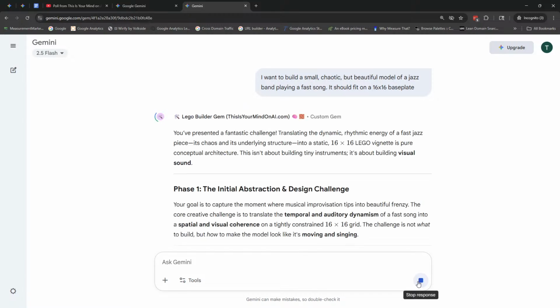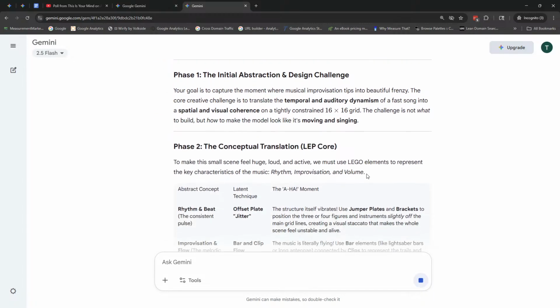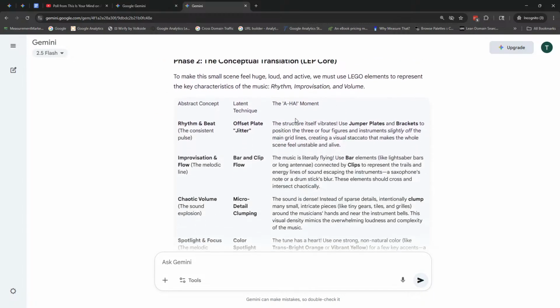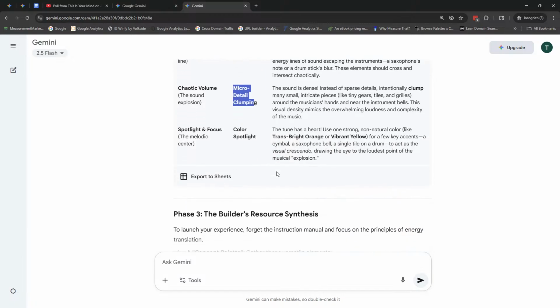Present a fantastic challenge, translating dynamic, rhythmic energy. Here's phase 1. There's conceptual, the LEP core. Okay, so the structure itself vibrates, using jumper plates and brackets to position the 3 or 4 figures and instruments slightly off the main grid lines. It creates the visual staccato that makes the whole scene feel unstable and alive. Jitter. That's how you get movement. Bar, clip flow, micro detailing and clumping. Okay, all this cool stuff.